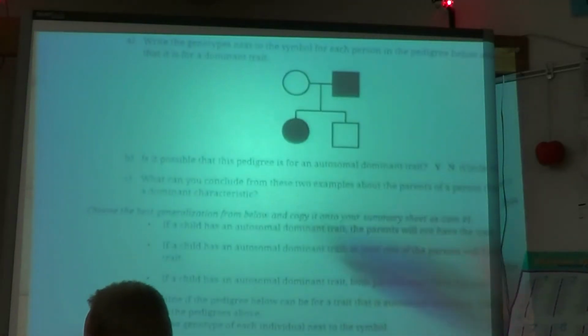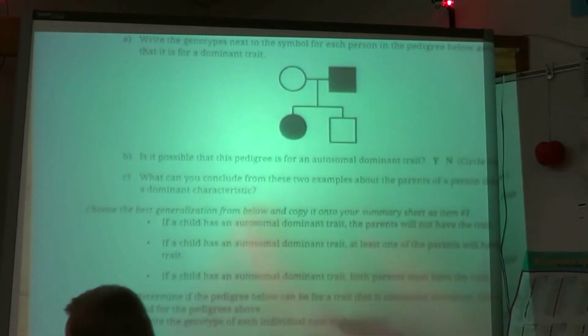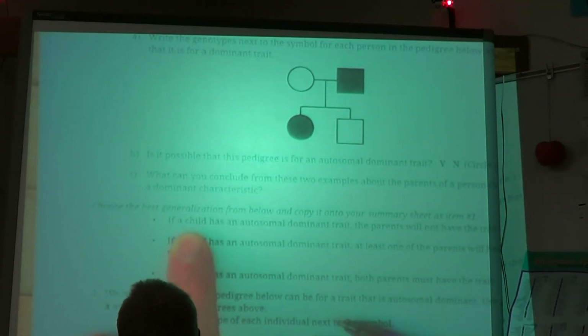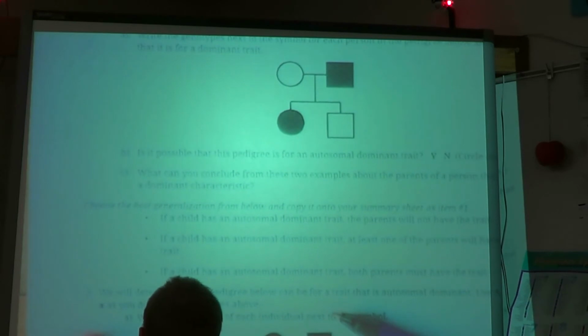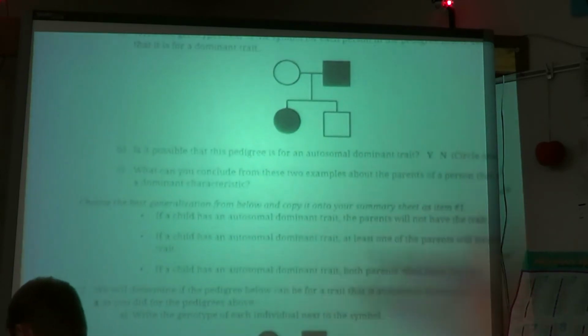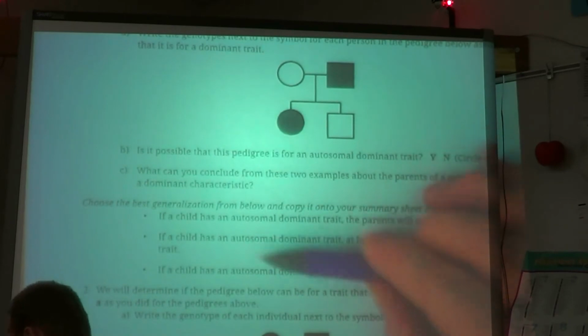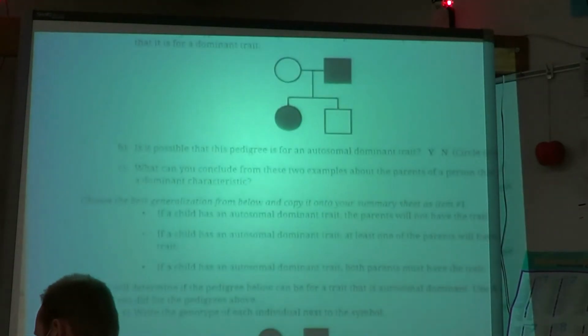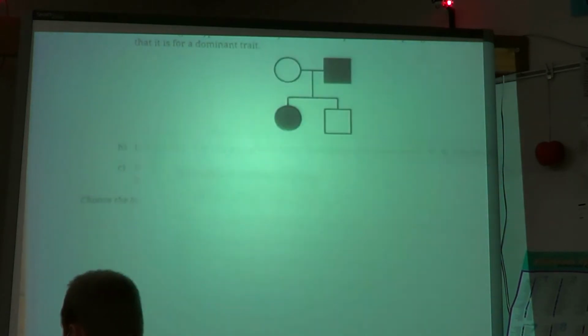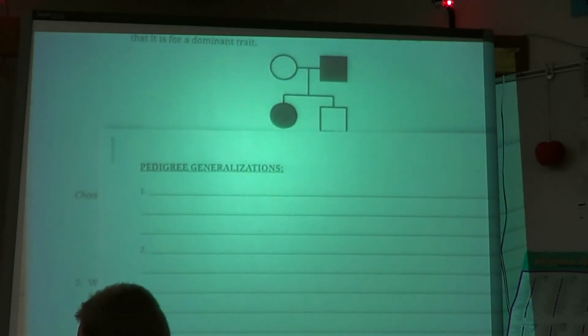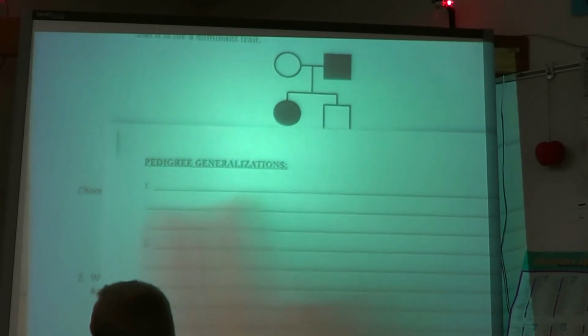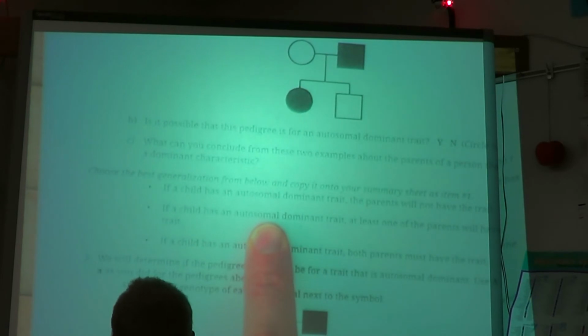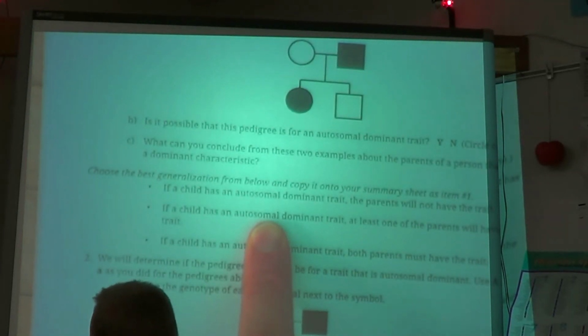Then you move on. It says what can you conclude from these two examples about the parents? And then under 1C, there are 3 statements. And the idea is choose the best generalization from below and copy it onto your summary sheet. So which of these 3, only one, is the best generalization? And then on the stapled packet that says pedigree generalizations, for number 1, I want you to write word for word the generalization that you drew based upon these 2 pedigrees.